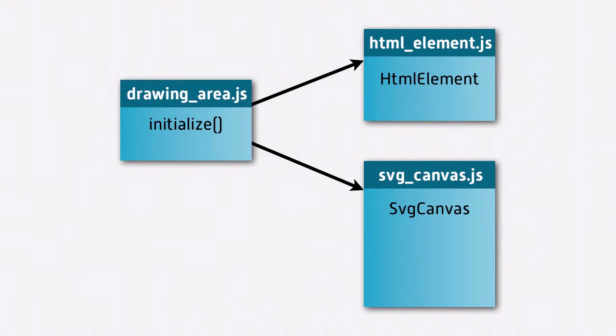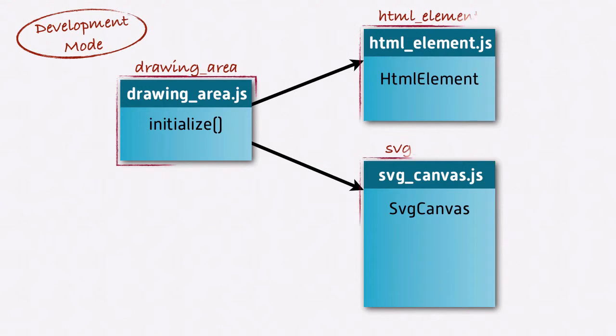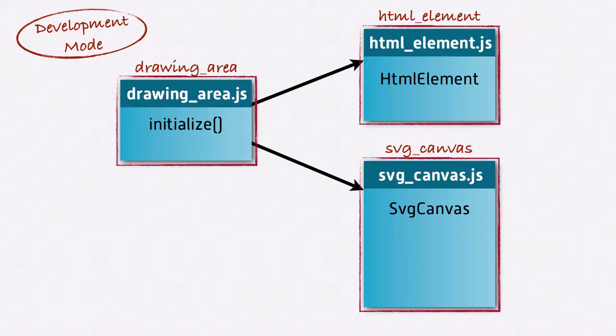AMD operates in two modes. You can operate in a development mode where everything is loaded sort of at runtime asynchronously. That's where the asynchronous part of asynchronous module definition comes from. What you do is you load the AMD tool in your script tag, and it will dynamically go out and find your JavaScript and bring it down as needed. So you just refer to your modules by the name of the file. So drawing area will import HTML element by just saying, give me HTML element. And similarly for SVG canvas.